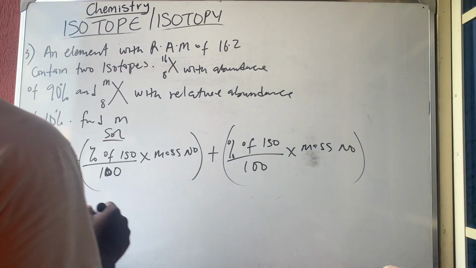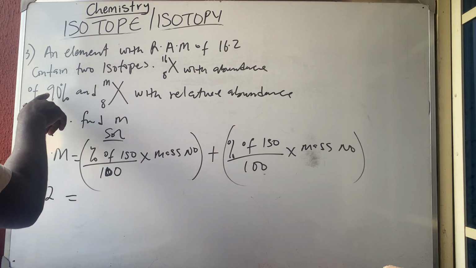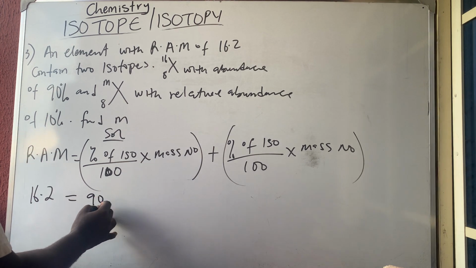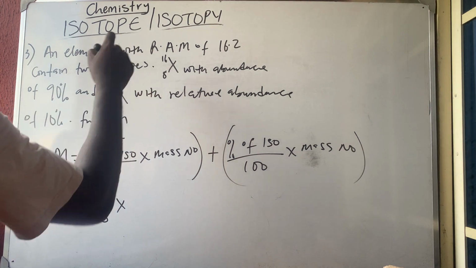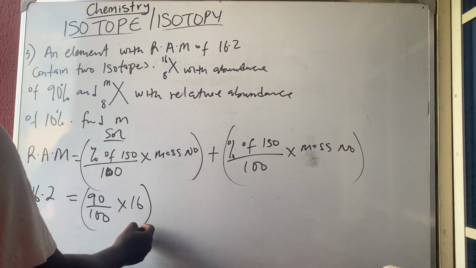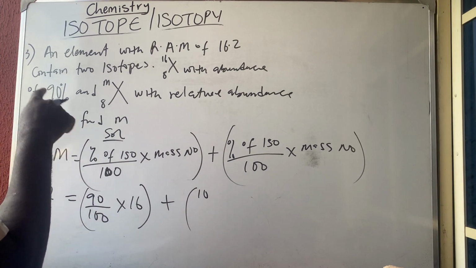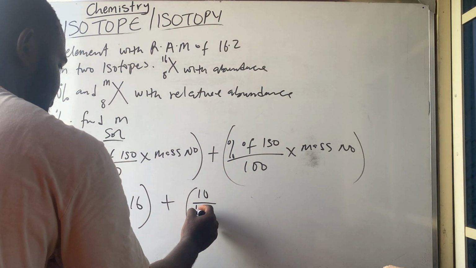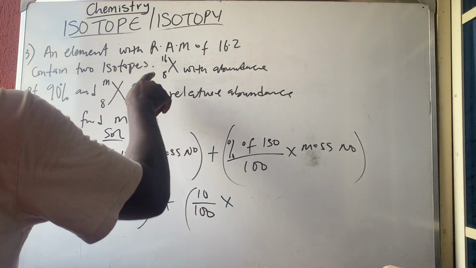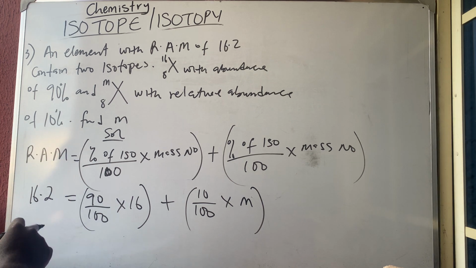Okay? So now, they are giving me that the relative atomic mass is 16.2, equal to the percentage of the first one, 90 over 100, the total percentage, times, don't forget that the mass number is always at the top, the mass number of the first one, 16. Plus, percentage of the other one is 10. Even if it was not given, you know that total percentage is 100, just say 100 minus that first one, 90, you get 10. So 10 over 100, the total percent, times the mass number of this one, given as M. Okay? So let us do that. To get that is very simple. This is what?